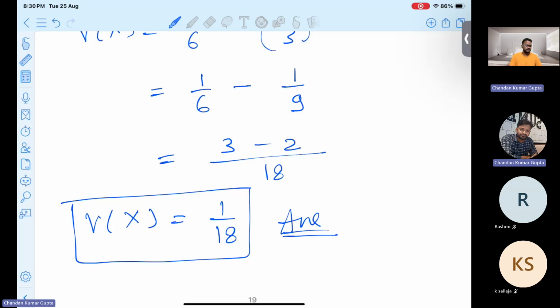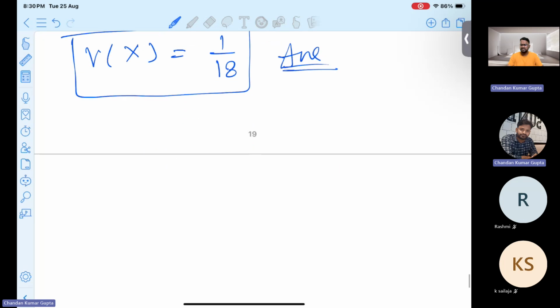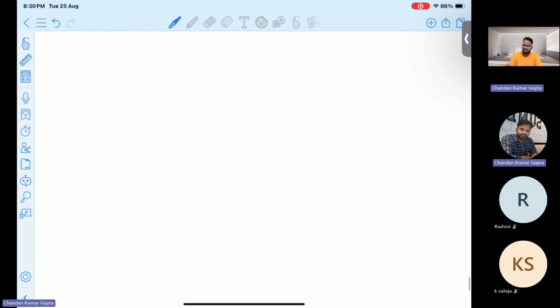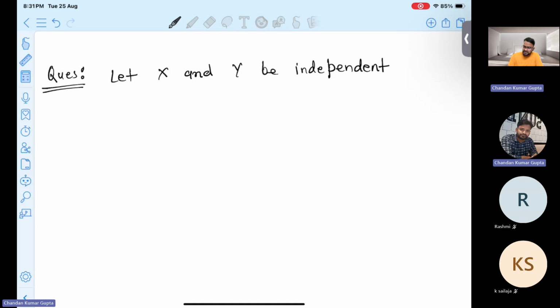Okay, then we will solve the next question. The next question is something interesting. Let x and y be independent random variables taking values in the positive integers.